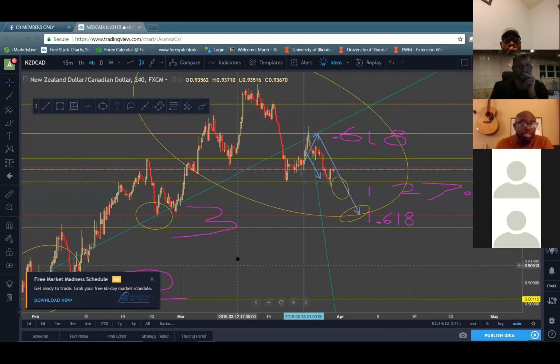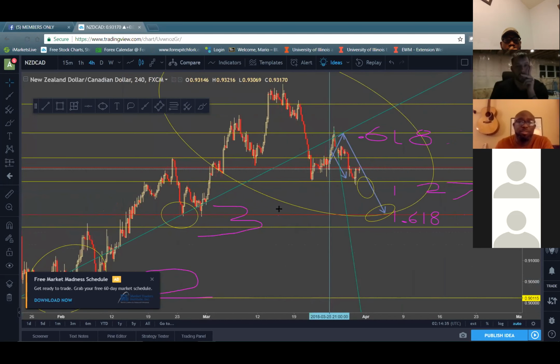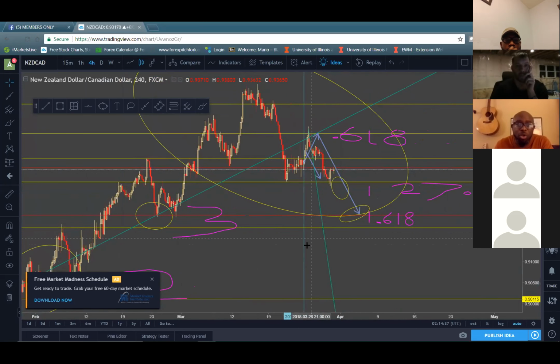So this is what ended up happening. This vertical line here, if you can see my cursor, is the date that I did this analysis. This is my way of journaling. I put a vertical line to show this is when I drew everything that you see on the screen. At the point of this vertical line, I could not see anything that came after it.